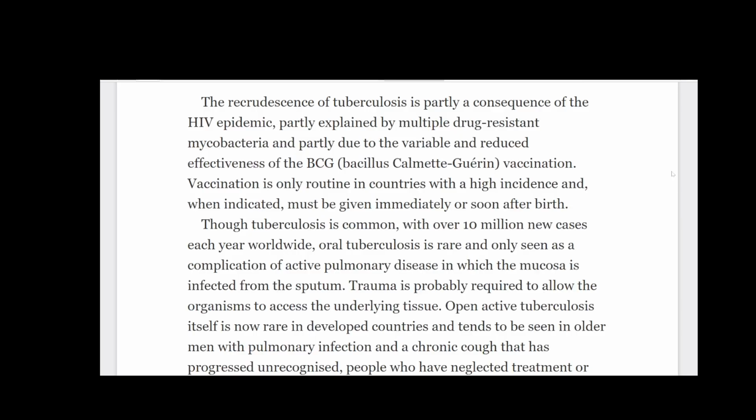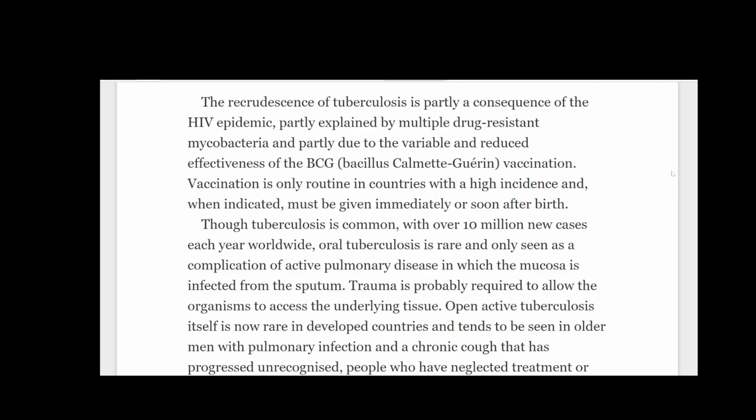The recrudescence of tuberculosis is partly a consequence of the HIV epidemic, partly explained by multiple drug-resistant mycobacteria and partly due to the variable and reduced effectiveness of the BCG, Bacillus Calmette-Guerin, vaccination. Vaccination is only routine in countries with a high incidence and, when indicated, must be given immediately or soon after birth. Though tuberculosis is common, with over 10 million new cases each year worldwide, oral tuberculosis is rare and only seen as a complication of active pulmonary disease in which the mucosa is infected from the sputum. Trauma is probably required to allow the organisms to access the underlying tissue.